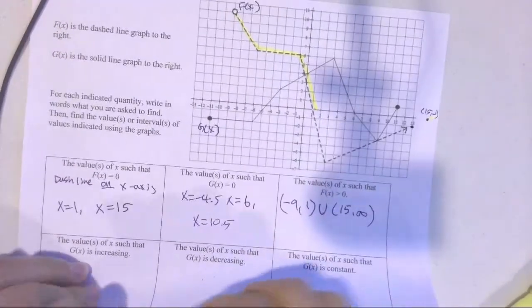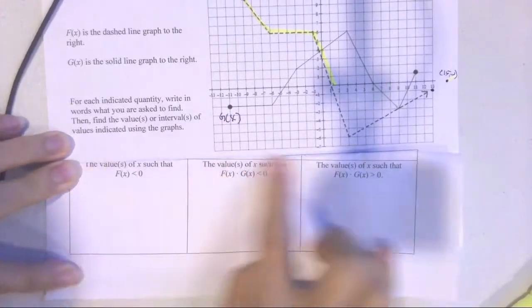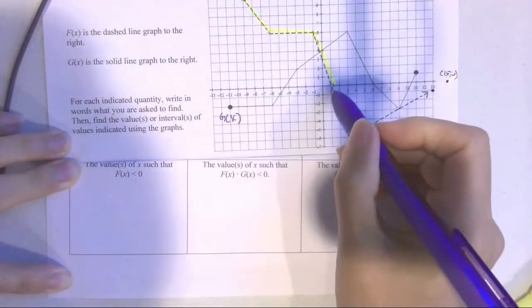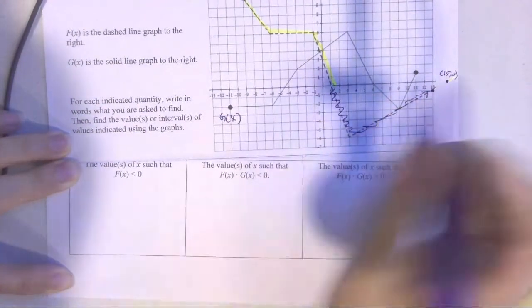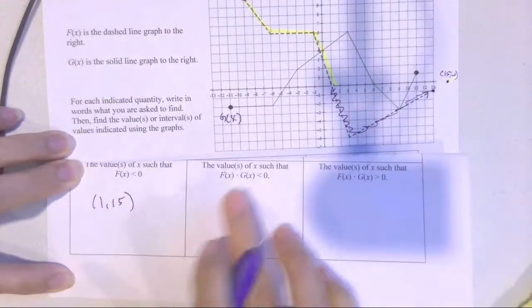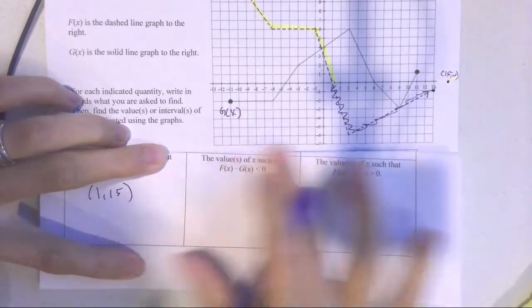Then this bottom part, the interval where f of x is less than 0, so dashed line below the x-axis, here to 15, so it's going to be 1 to 15. These ones are tricky, it's a little confusing.